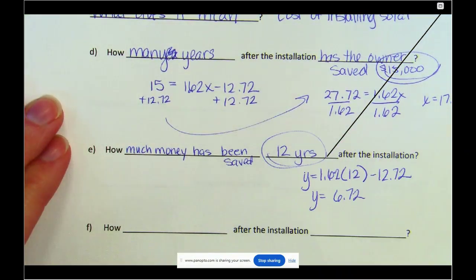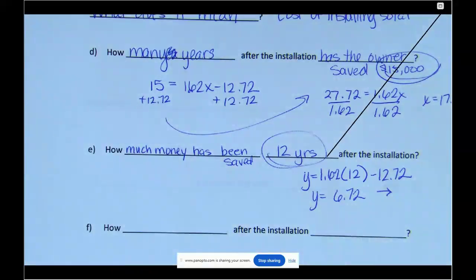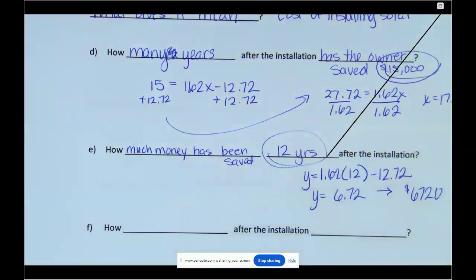Okay, so let's answer the question. How much money have they saved? 6,720. Because remember, we're measuring in thousands. So it's not $6.72. It's 6,720. Because if it was $6.72, then nobody in the world is installing solar panels, because that's ridiculous.